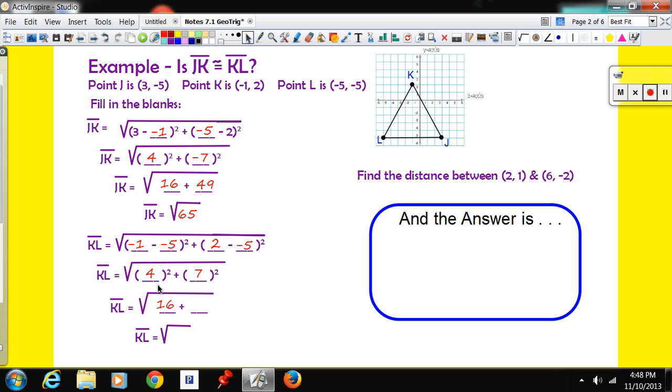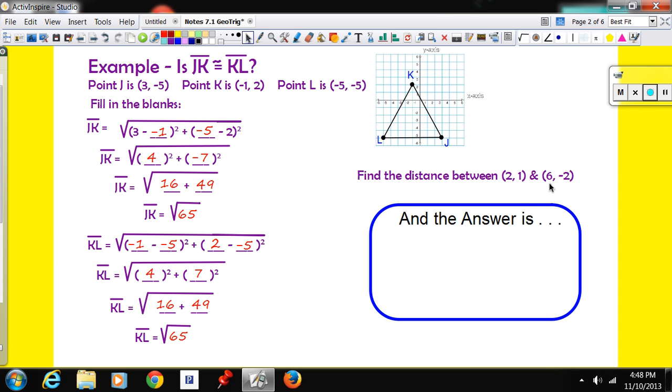You're going to end up with a 16, and 7 squared is 49, and you can see 16 and 49, same thing, you're going to get radical 65. So the answer to this question right up here is yes, those two are the same, and yes, it is an isosceles triangle, because this piece is the same as this piece.